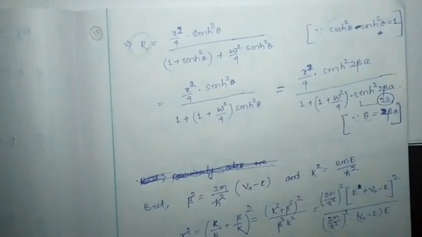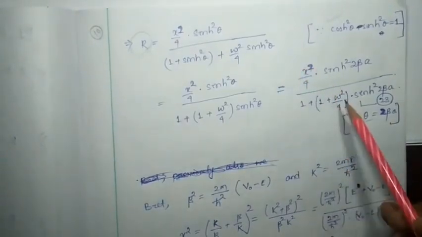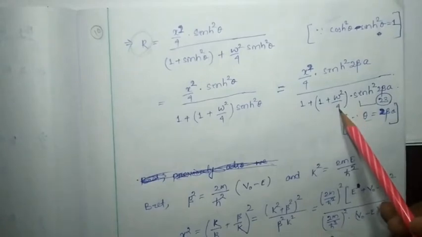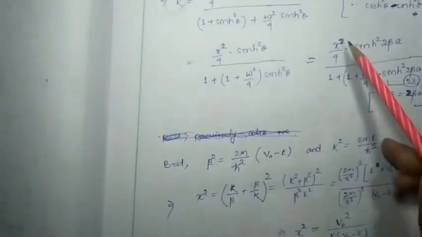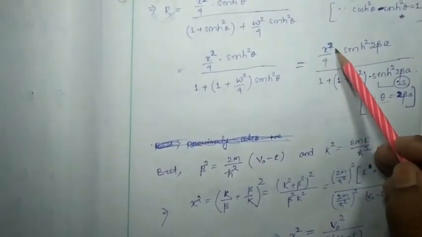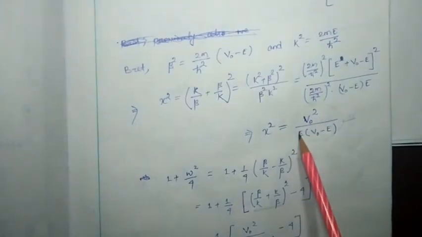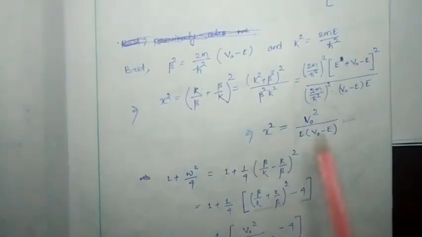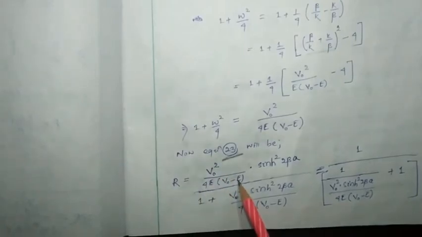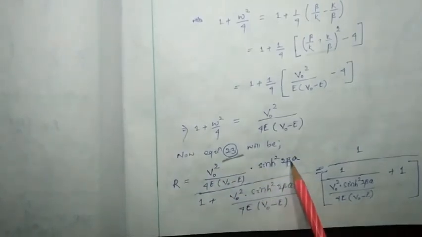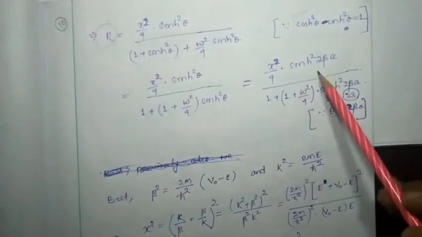So by substituting the value of x and 1 plus omega square by 4, equation number 23 finally gets modified as what you just watch. See, this is x square by 4. x square we already got, v0 square by e into (v0 minus e). So x square by 4 means v0 square by 4e (v0 minus e), into sinh square 2 beta a. See, sinh square 2 beta a.